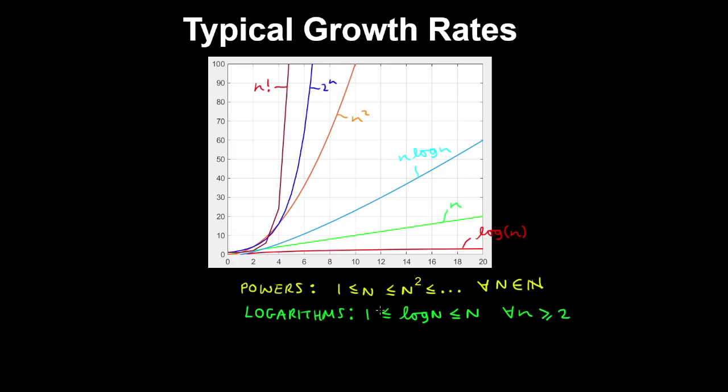So if we combine these inequalities, we get 1 is less than or equal to log n, and that's less than or equal to n, and that's thereby less than or equal to n multiplied by log n, which is less than or equal to n squared, and that's less than or equal to n squared log n, and so on.